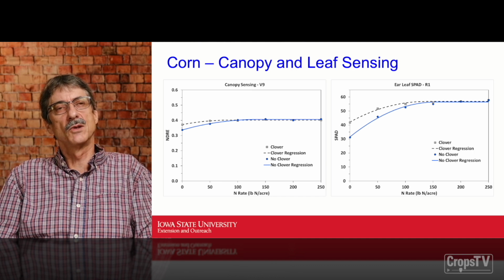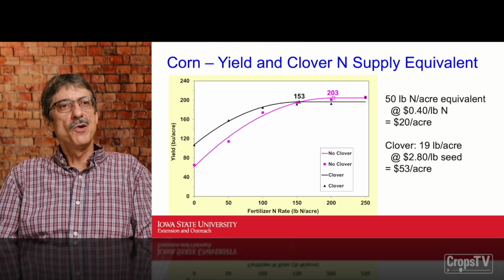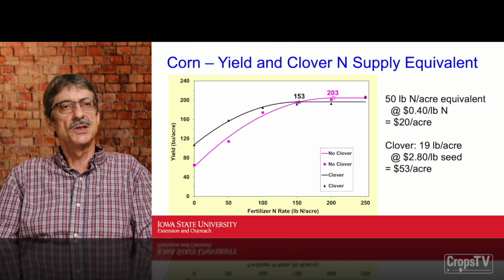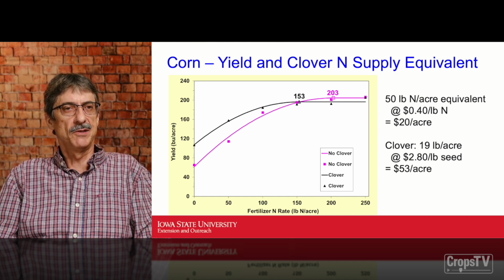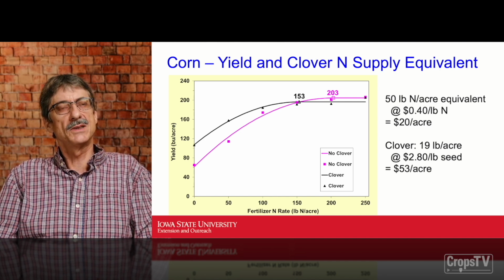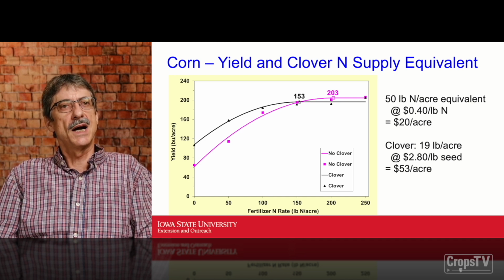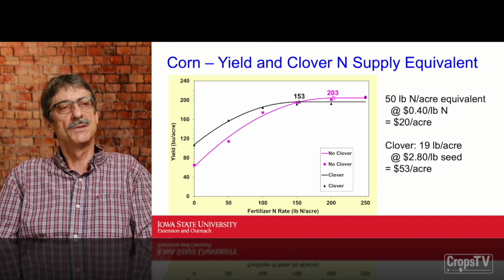The corn yield did respond to fertilizer N rate. You can see the very large yield increase with nitrogen application. As we saw with the SPAD meter readings and the canopy sensing, there was a yield boost in the corn from the clover. If you look again at the 0 N rate and the two lower N rates, you can see the top dark line is from the corn following the clover, red clover, and it's a much higher yield, meaning it's getting nitrogen out of that clover system.